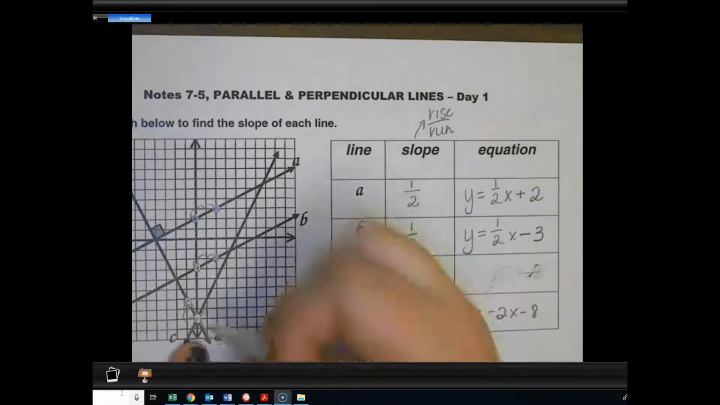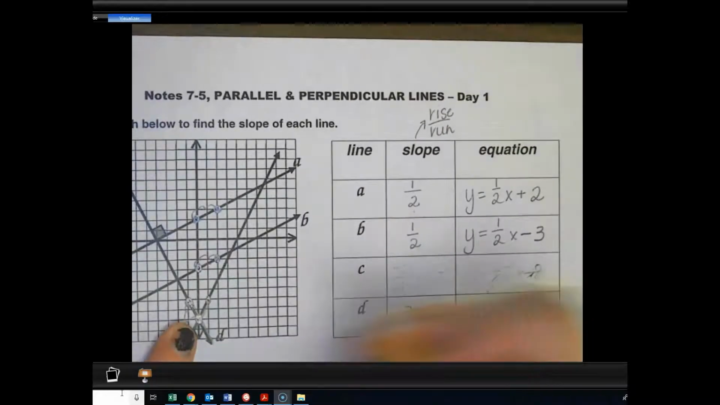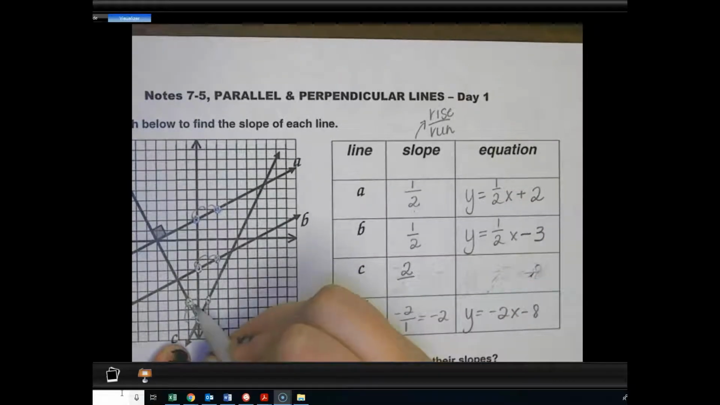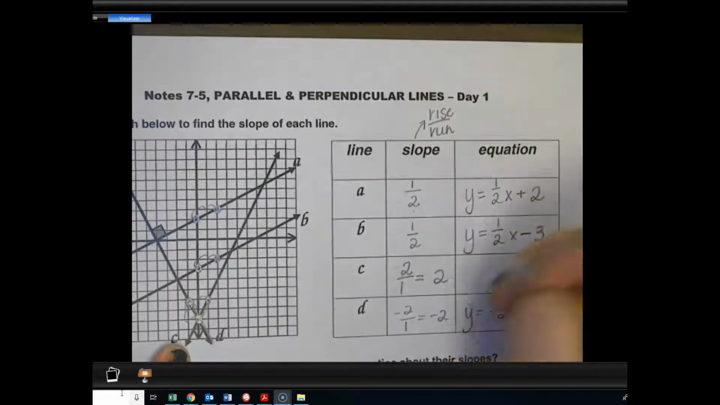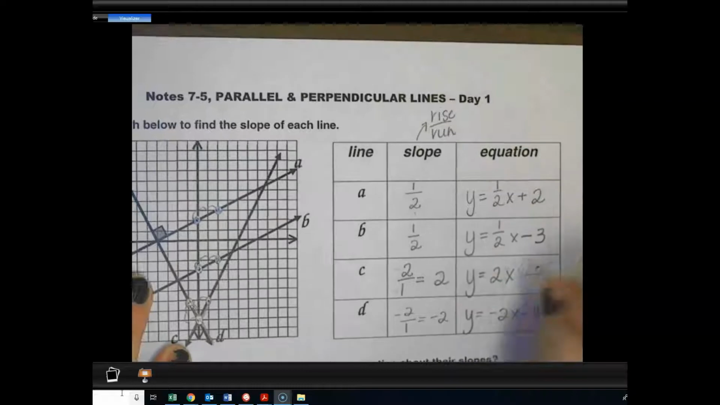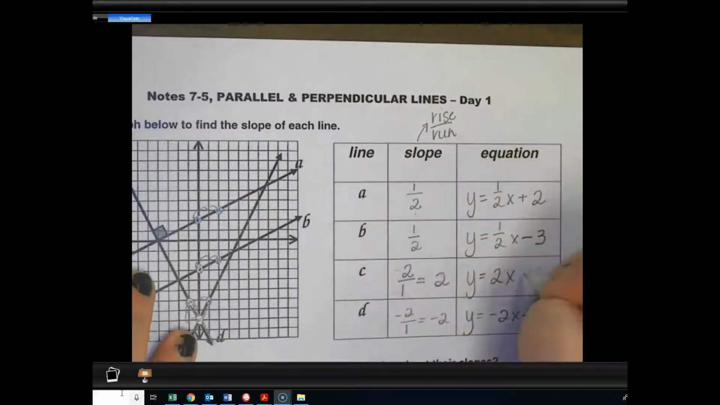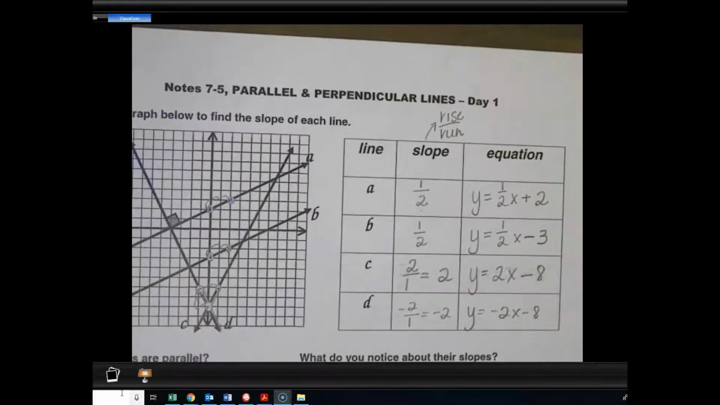Again, I'm going to pick 2 points, my y-intercept and another point. I'm going to rise 2, run 1. It's a positive slope, so it stays as a +2. So y equals 2x, and it crossed at -8. Hopefully we didn't have any problems finding those equations. We worked quite a bit on finding equations and slope, but let's look.